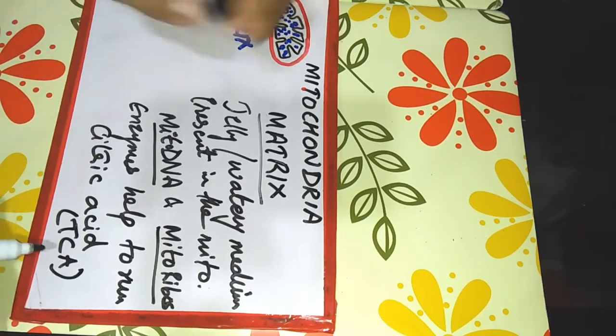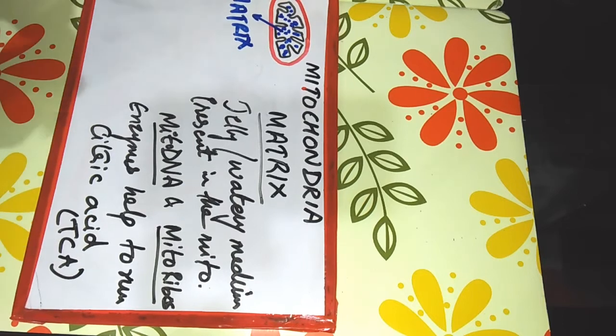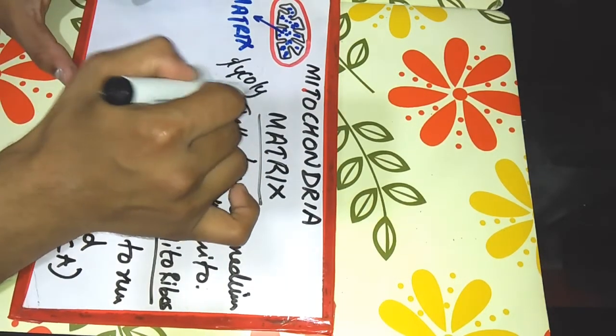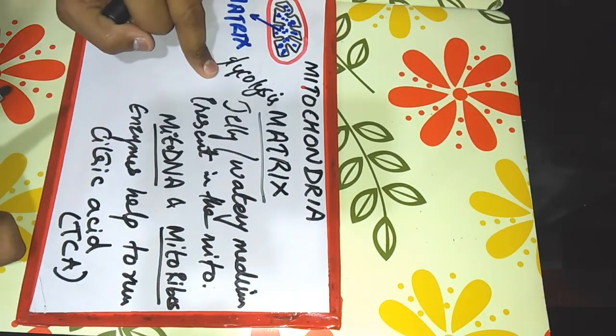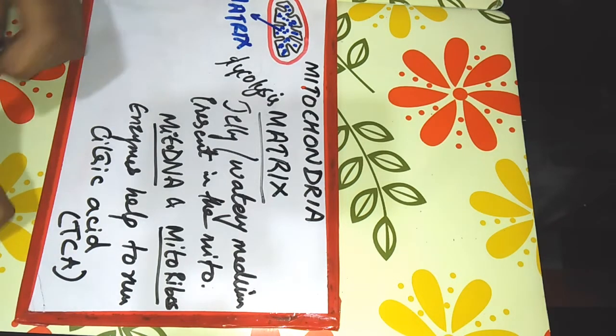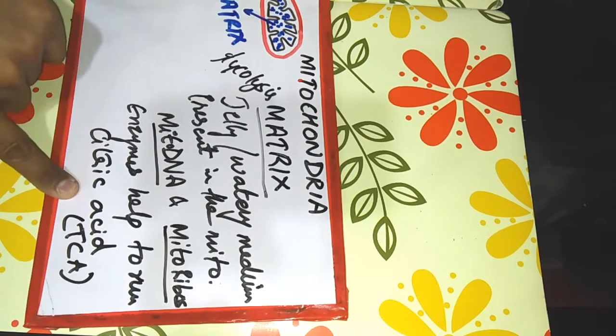We know the TCA cycle runs after glycolysis. Glycolysis takes place in the cytoplasm. After that, pyruvic acid is formed. Pyruvic acid goes towards the mitochondria, passes the outer membrane, then enters into the matrix, where the citric acid cycle is going to occur.